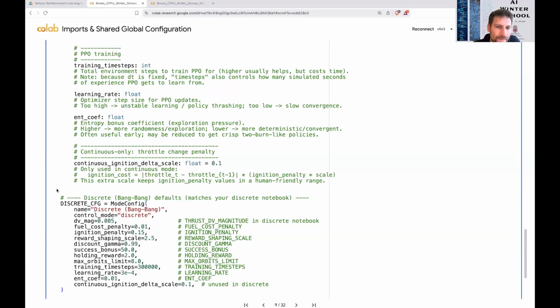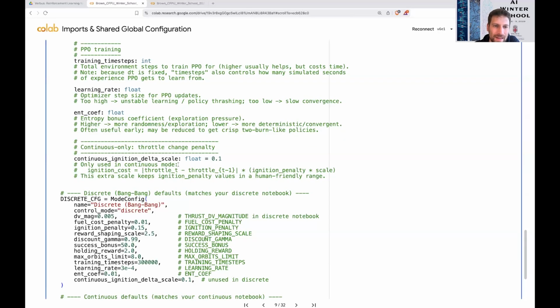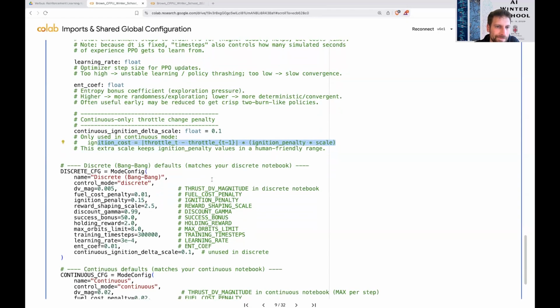And this final one is just another factor for the continuous case only, which is applied to the ignition costs. It's applied in this equation, but it's just another factor on top of what we used for the discrete case to penalize ignition costs for continuous.